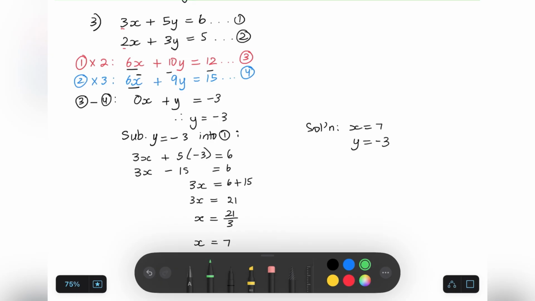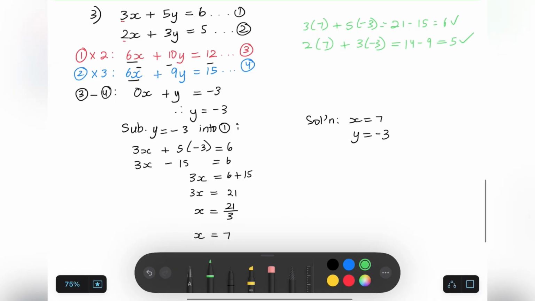And then you substitute these values into the original equations to see if it works out. So if x is 7, that'll be 3 by 7 plus 5 by negative 3. So that's what? 3 by 7 is 21. Take away 15, which is 6, so it works there. And then 2 by 7 plus 3 by negative 3. Well, that would be 14 take away 9, which is 5. So it works. The solution is correct. Let us do one more.